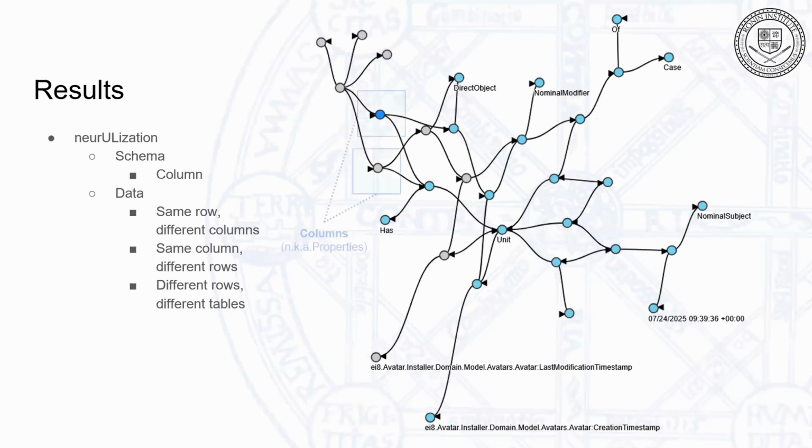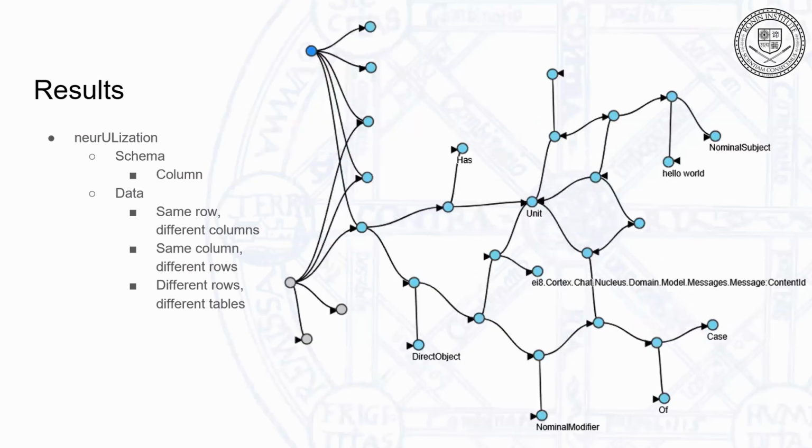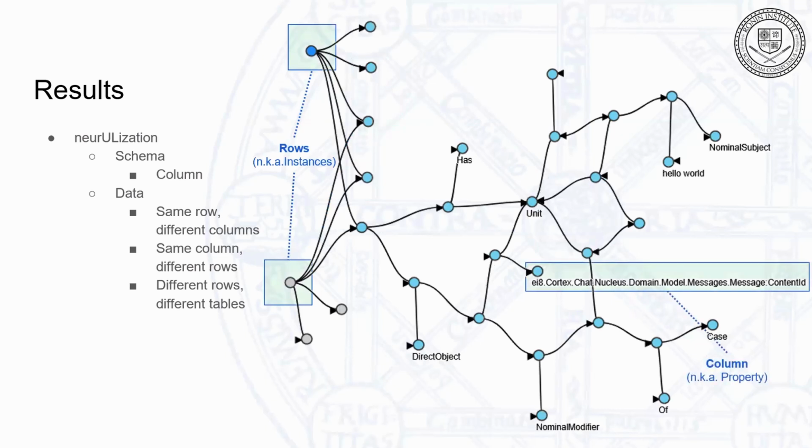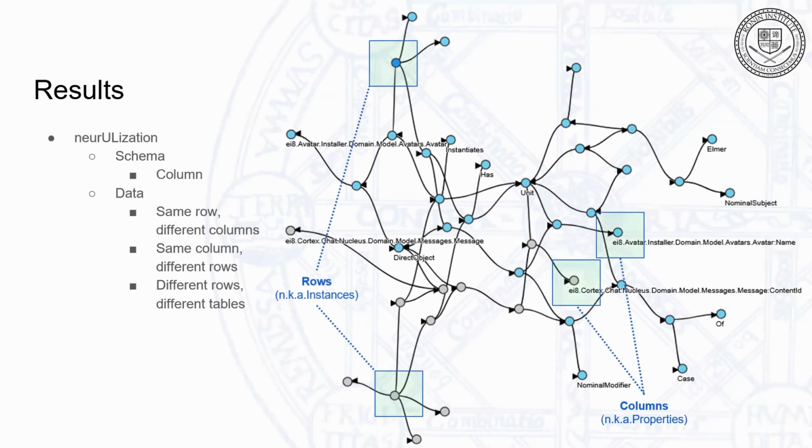At the data level, different columns, last modification timestamp and creation timestamp of the same row, refer to the same value. Different rows with the same column refer to the same value. Lastly, different rows from different columns from different tables refer to the same value.